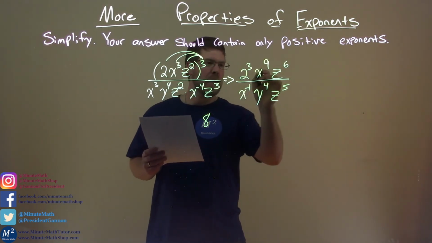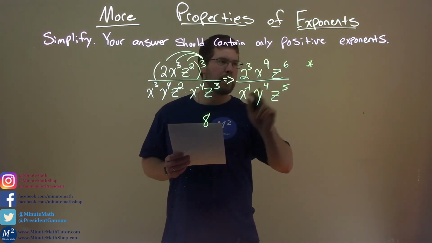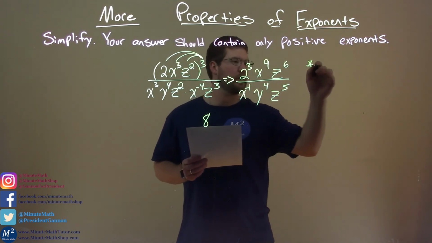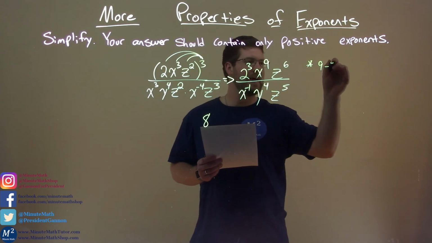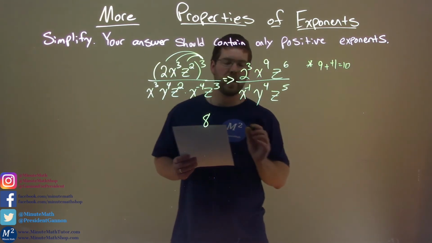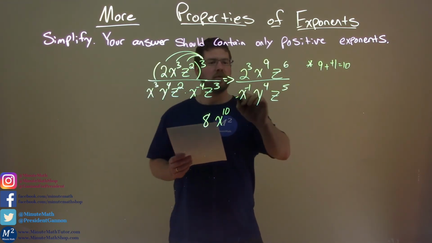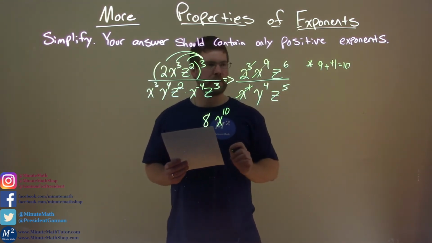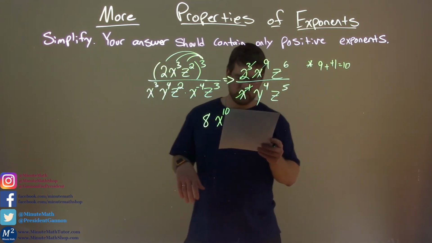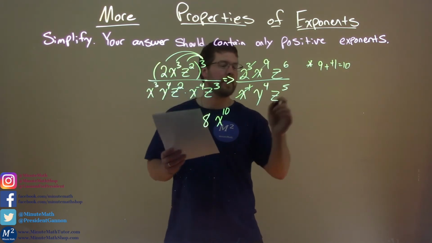Okay, now this one's tricky. We have x to the 9th and x to the negative 1. Division, we subtract the exponents. So 9 minus a negative 1, plus a positive, right, same thing, 10. So in the numerator, we have x to the 10th power here, okay? So we've dealt with the x's, we dealt with the number. Let's deal with the z's next.